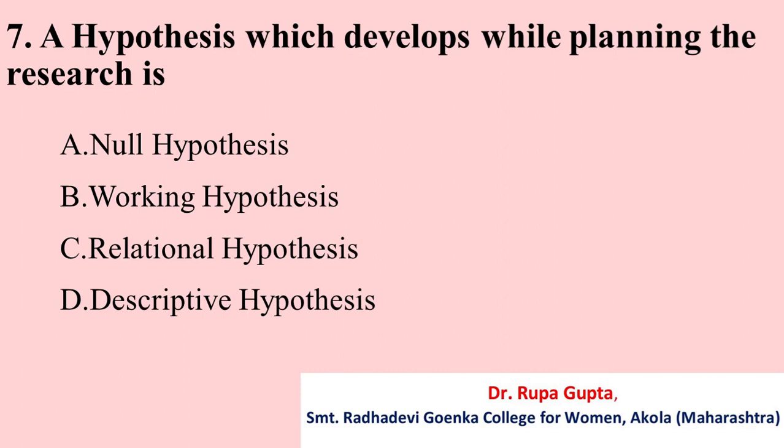Question number 7. A hypothesis which develops while planning the research is Option A, null hypothesis. B, working hypothesis. C, relational hypothesis. D, descriptive hypothesis. And the correct answer is B, working hypothesis.